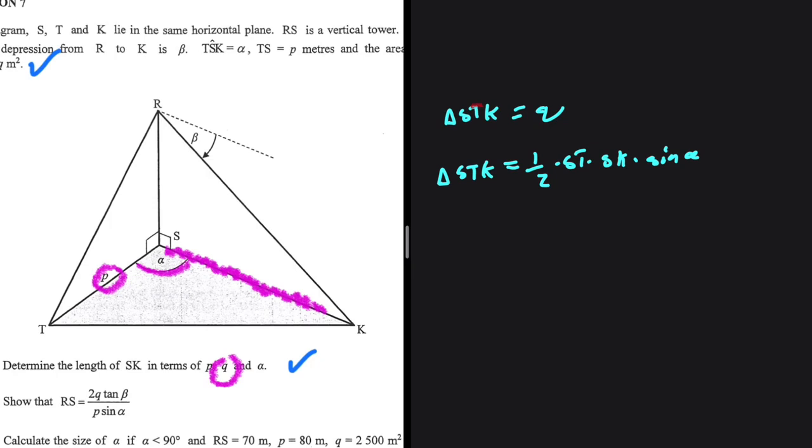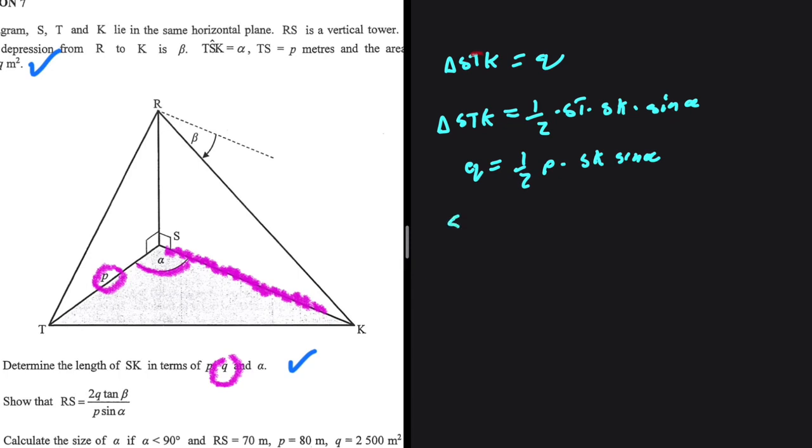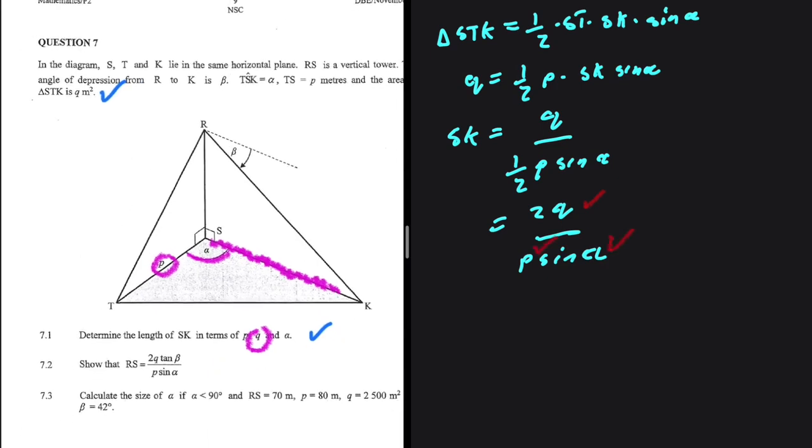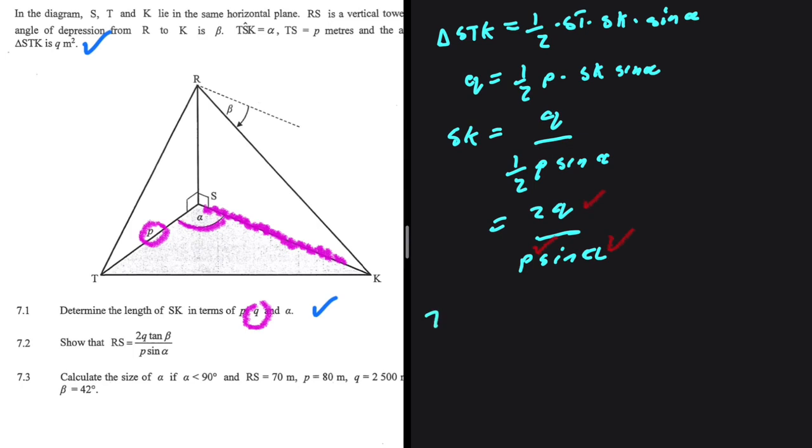So what is the area of triangle STK? We know it to be Q. A half. What is ST? ST is P. SK is what we are interested in, sine of alpha. It should be easy to see that SK will be equal to Q divided by one half P sine of alpha. This is equal to 2Q divided by P sine of alpha. So this is SK in terms of Q, P, and alpha. That's 7.1. Let's see if we can do 7.2.